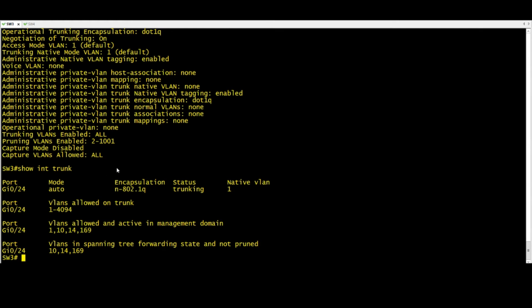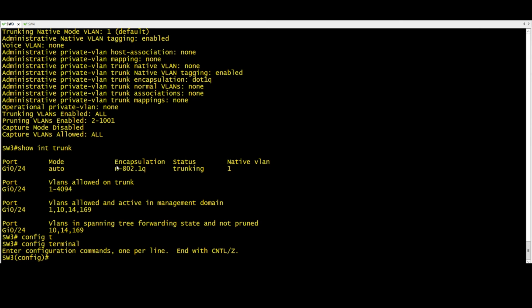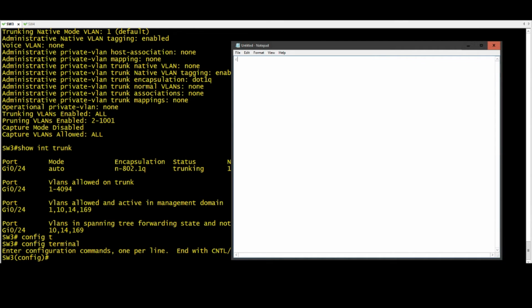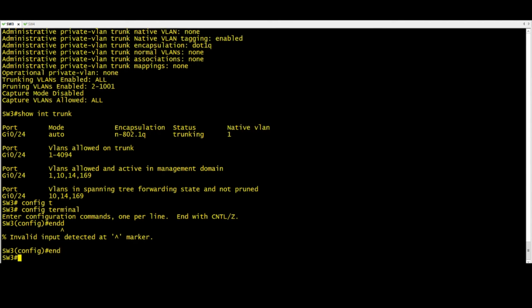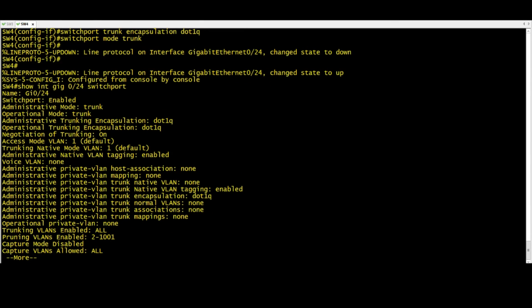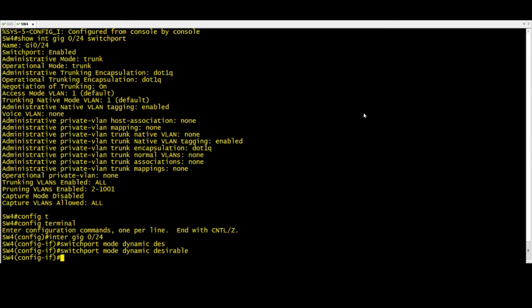Okay, so what we're going to do now is our last variation from the slide, which is for both sides of the switches to be set to the dynamic desirable state. So let's go ahead and get that done. And to make this a little bit quicker, we'll just bring up Notepad. Okay, so that's both sides done as dynamic desirable.